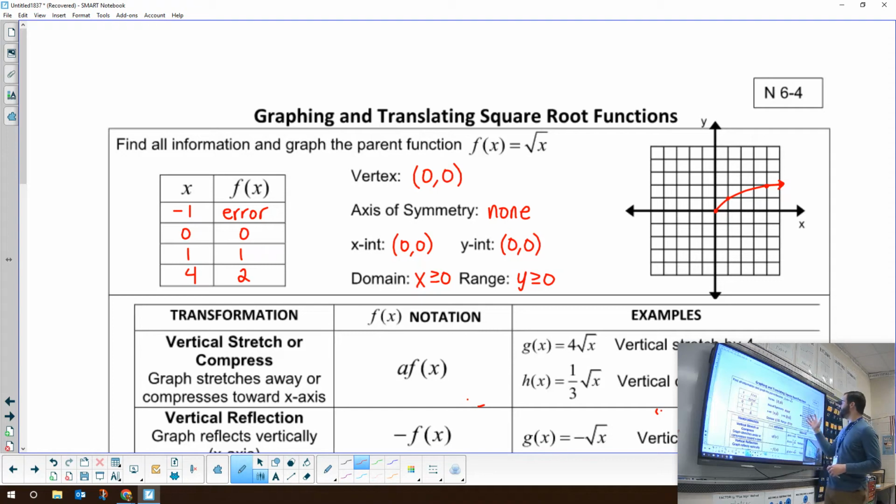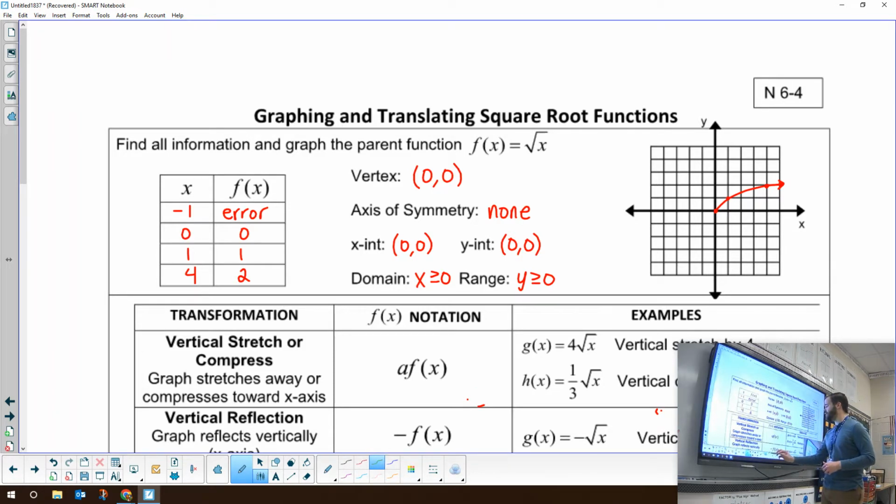We're talking about graphing and translating square root functions. So first off, we're going to talk about what a square root function looks like, and then we can talk about moving it around, flipping it around, and stuff like that. And we're going to be using A, H, and K, stuff you already know about. But let's talk about what a square root function is.